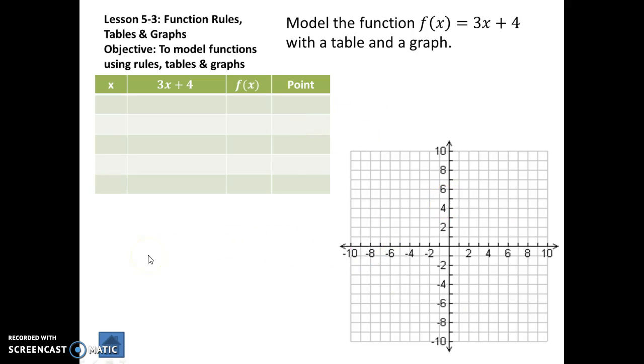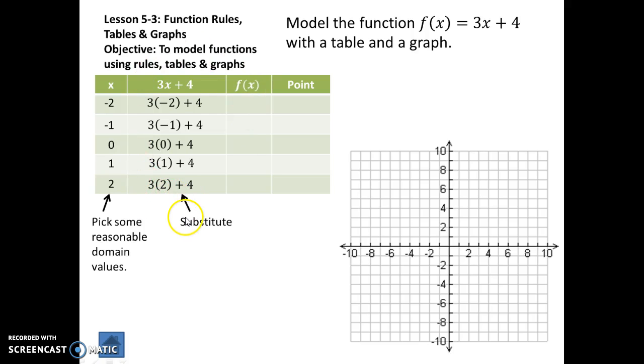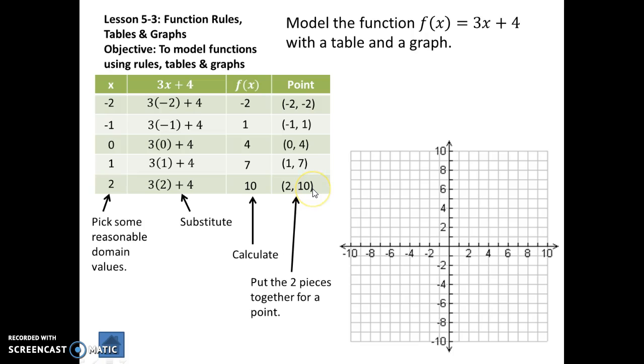So the first thing we do is figure out what some x values are. We're going to pick some domain values, some reasonable x values. Think about what's on your graph. My graph goes from -10 to +10, so I want some x values that are between there. I've chosen -2, -1, 0, 1, and 2. I like to choose some negatives and some positives so that I can see where everything is. I'm going to substitute them all, just like I did before. Then I'm going to calculate my y values, putting the x and the f of x together to get my point.